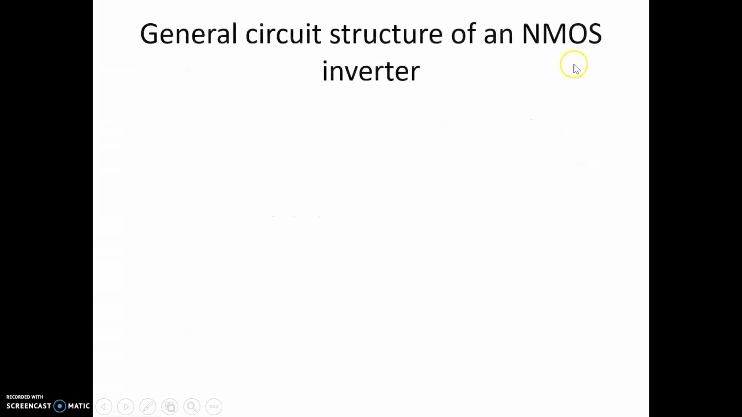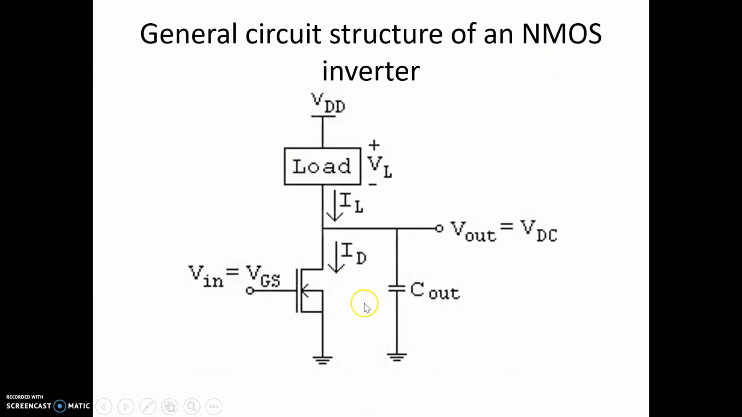This is the general circuit diagram of the NMOS inverter. This is the driver transistor. This is the load. Here we represent the load by a black box. So the load may be a resistor, a depletion type MOSFET, an enhancement type MOSFET, or a P type MOSFET. Depending upon the load, the characteristics of the inverter will change. So basically the characteristics of the inverter mainly depend upon the types of the load and the characteristics of the load.